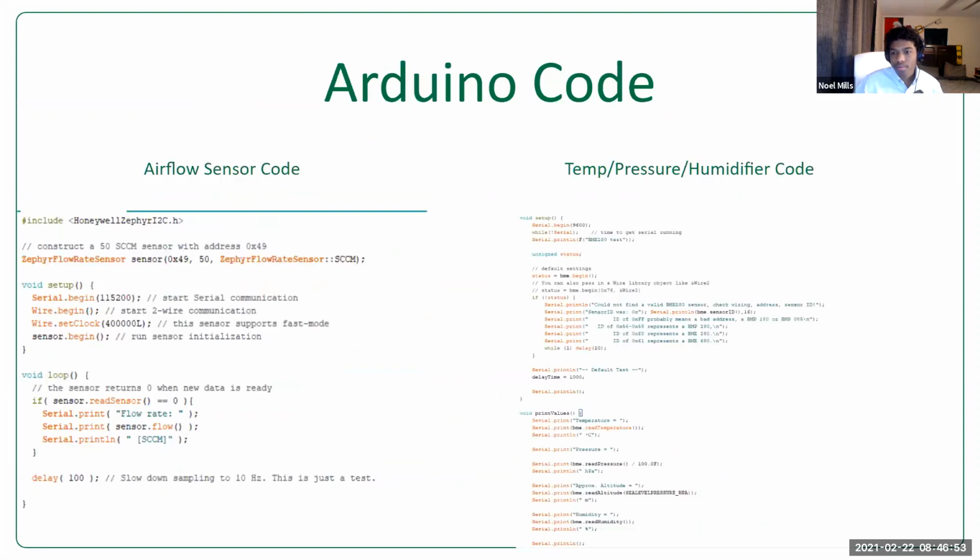Next slide. All right, this is some of the code that we've come up with. The left side is the airflow sensor, with the right side being the temperature and humidifier. The right side, the temperature, pressure, and humidifier sensor, we've tested, and it works. This one uses our SPI pins, and the temperature we are putting out is Celsius because most countries are in Celsius, but it's interchangeable. We can easily just put in an extra line to convert it to Fahrenheit. Next slide.